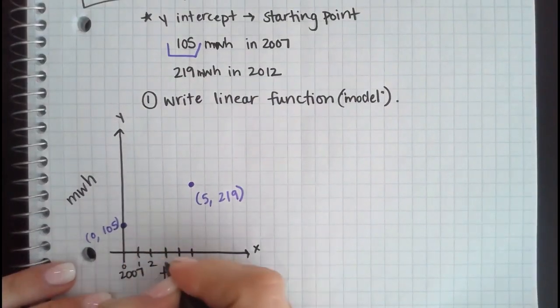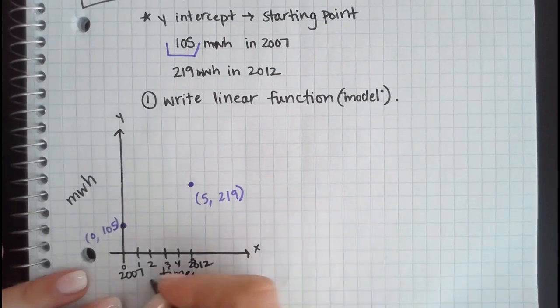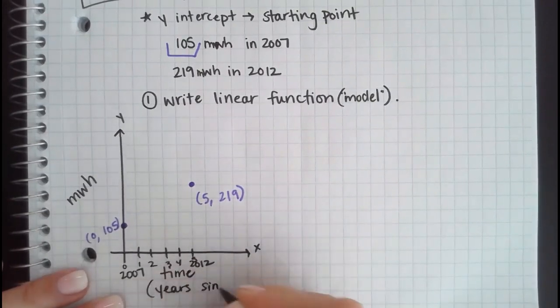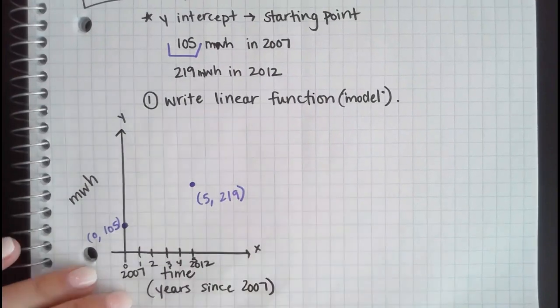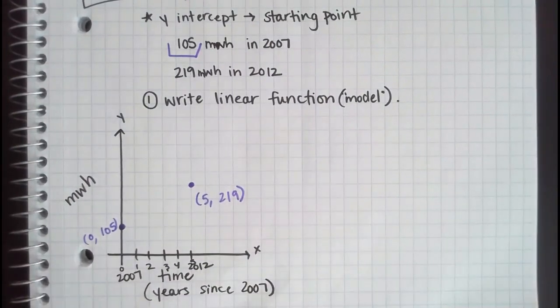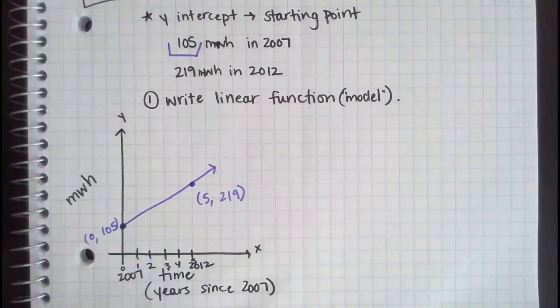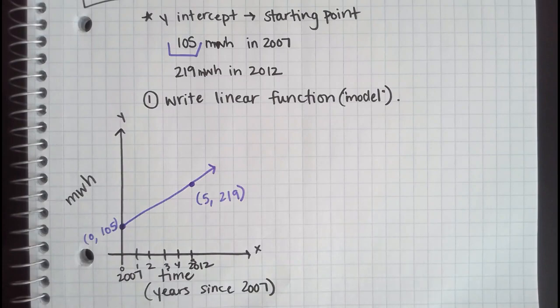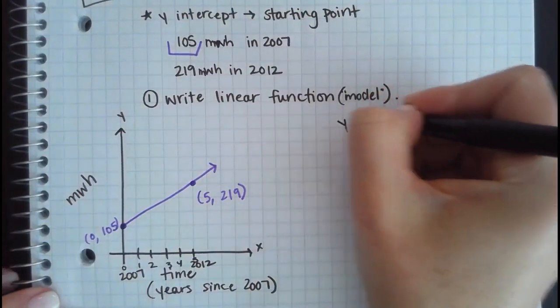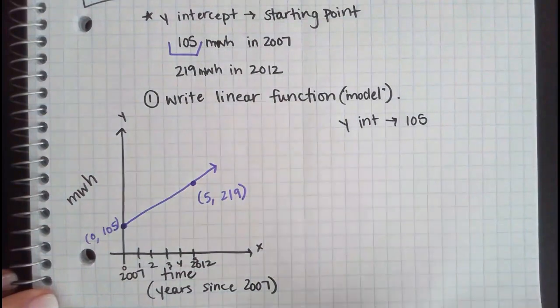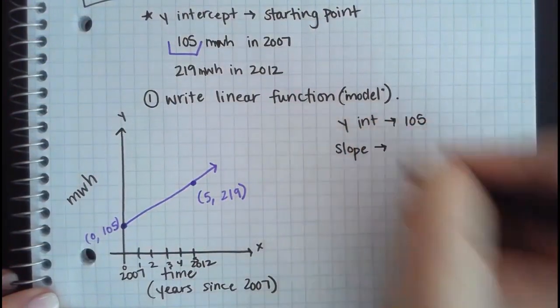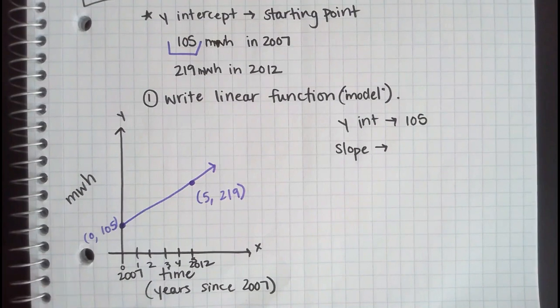0, 1, 2, 3, 4, 5. So this is really years since 2007, since that's where they told us we were starting. From here, can we write a linear model that shows us how this data is related to one another? Yeah, right? We know the intercept. What's the intercept at? 105. And we can figure out the slope either by slope formula, or by counting. Which do you guys want to do?